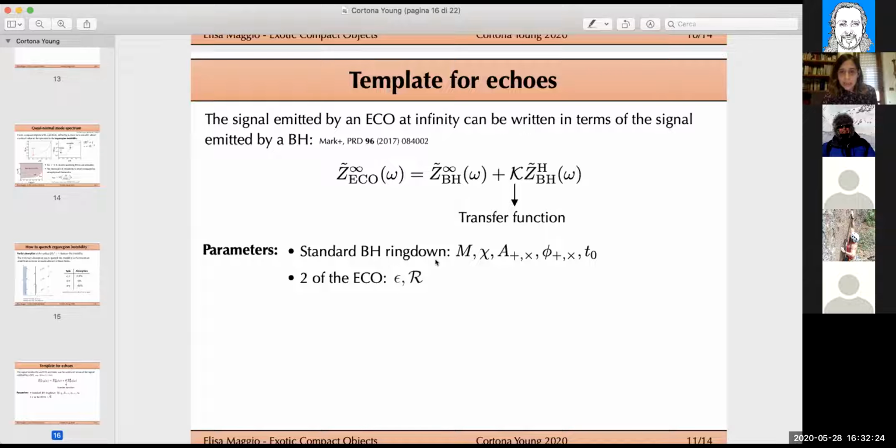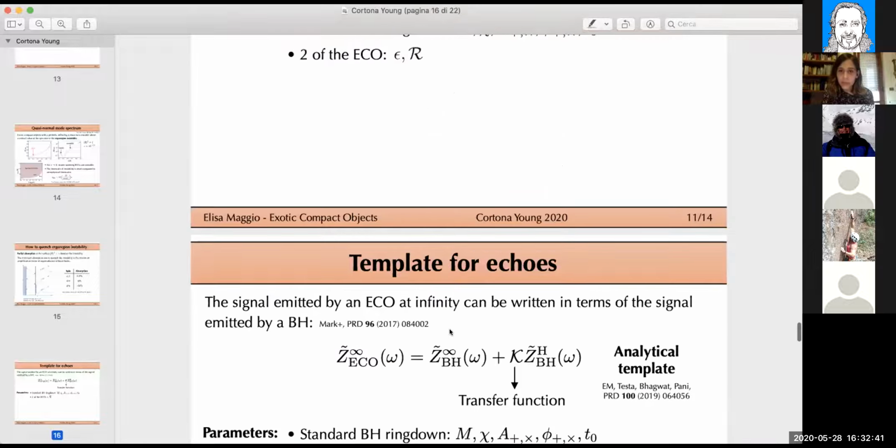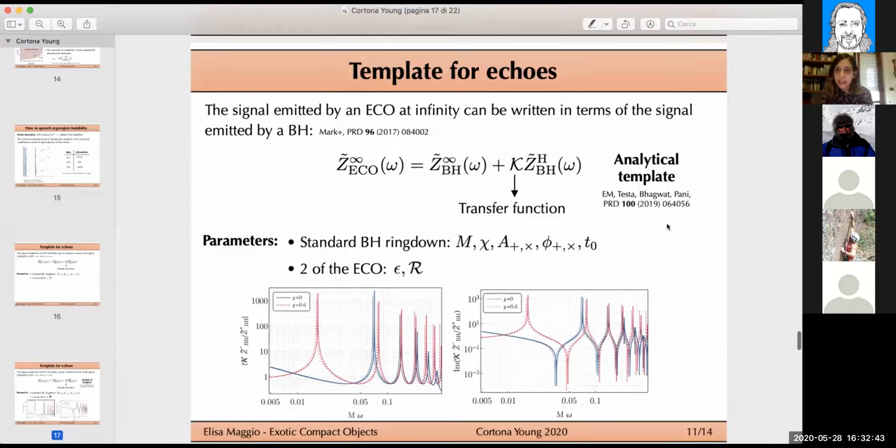The standard black hole Ringdown parameters are the mass and the spin of the object. Then we have the amplitudes and the phases of the plus and cross polarizations and the starting time of the Ringdown. So we have a few parameters which would allow us to search for this feature. What I did was to derive an analytical template for this.